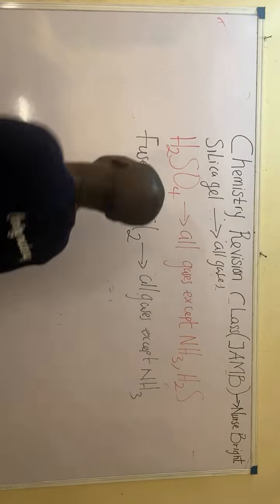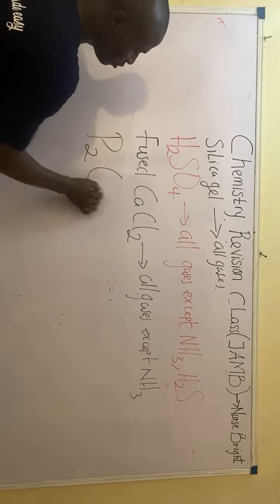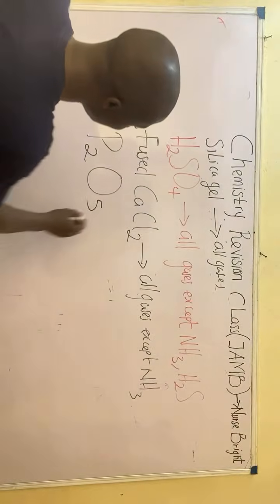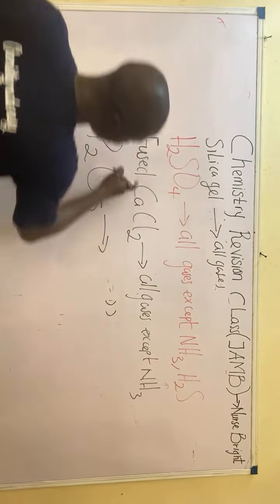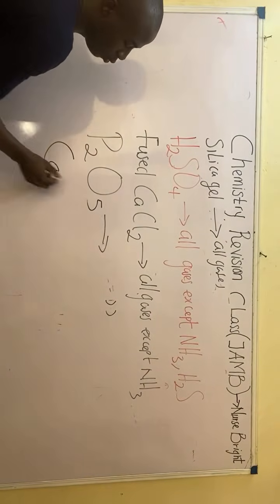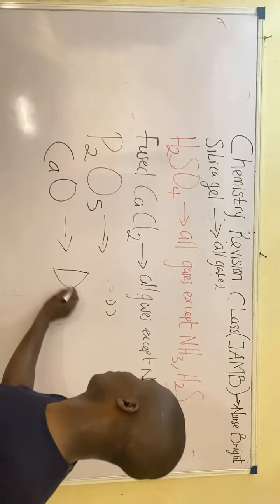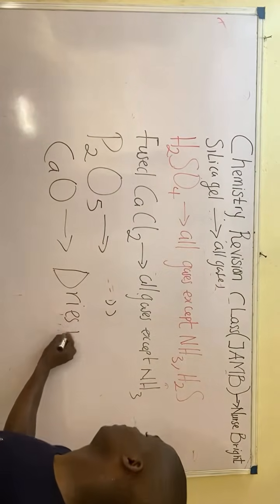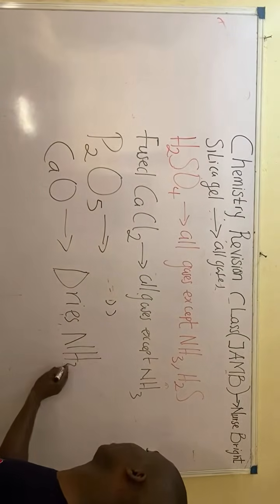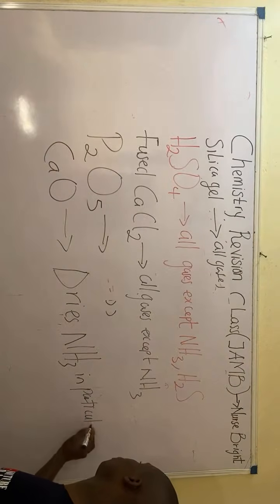We have another which is P2O5, phosphorus(V) oxide. This one dries the same things as fused calcium chloride does. And lastly, we have CaO, which dries ammonia in particular, NH3 in particular. Note these, they are very important. They will help you across grades tomorrow in exams.